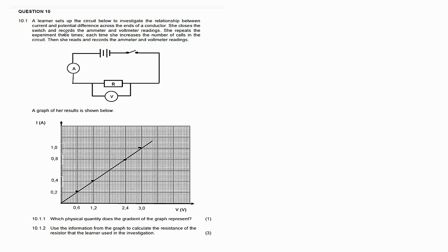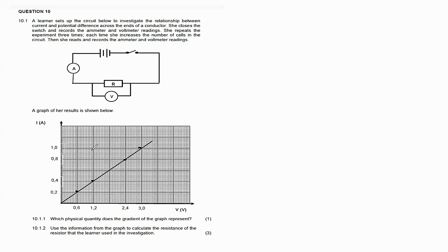Okay, so we have question 10. It says a learner sets up the circuit below to investigate the relationship between current and potential difference across the ends of a conductor. She closes the switch and records the ammeter and voltmeter readings. She repeats the experiment 3 times. Each time, she increases the number of cells in the circuit. Then she reads and records the ammeter and voltmeter reading. Then a graph of her results is shown below. Then 10.1.1 says, which physical quantity does the gradient of the graph represent?